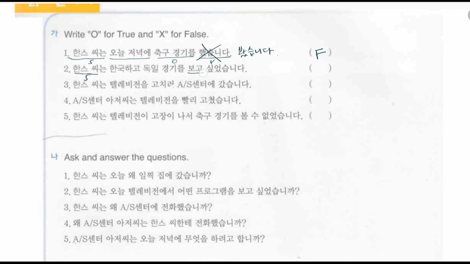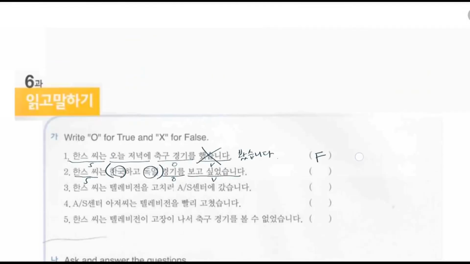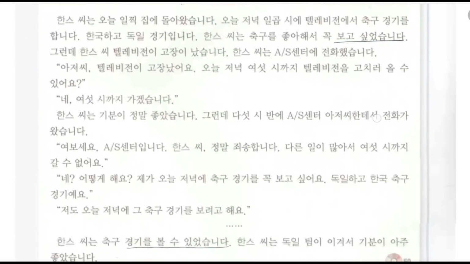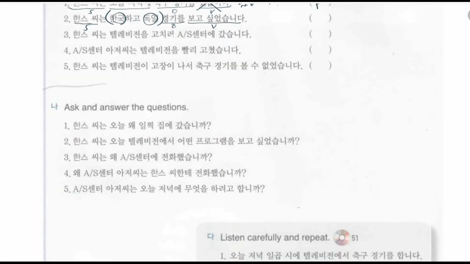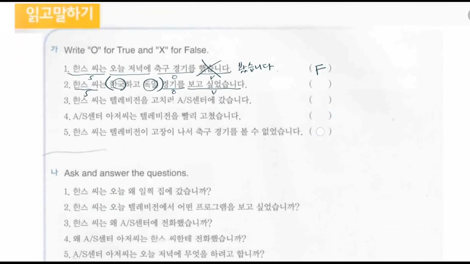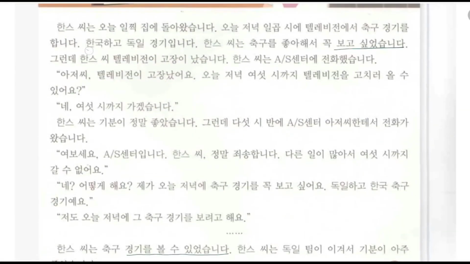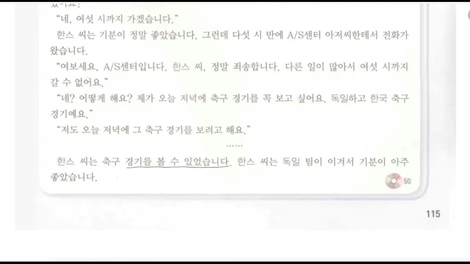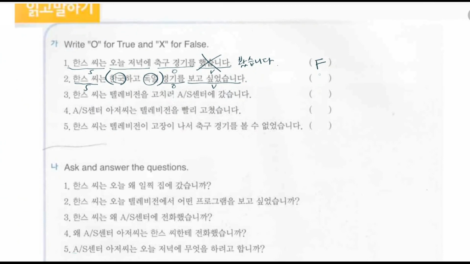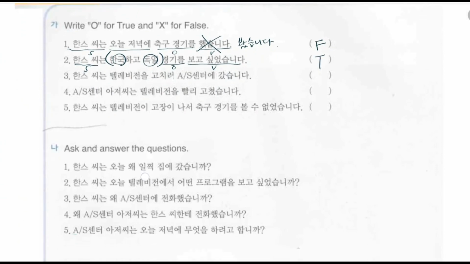Number 2. 한스 씨는 한국하고 독일 경기를 보고 싶었습니다. Hans wanted to watch the match between Korea and Germany. Was it Korea and Germany? Let's see. 한국하고 독일 경기입니다. Yes, it is Korea and Germany. So this is true.